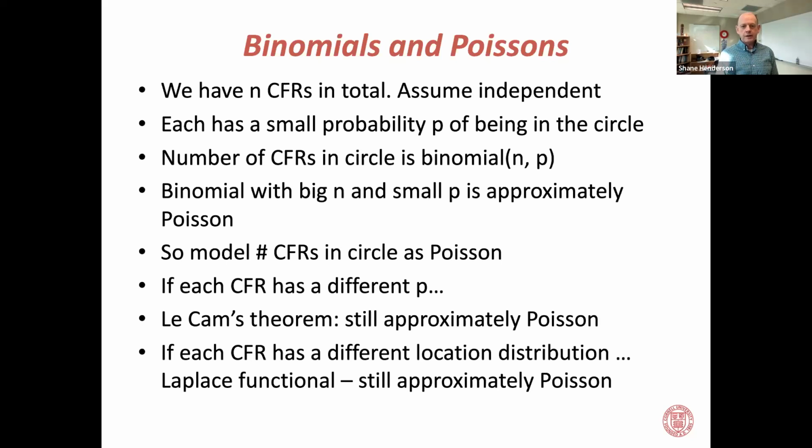Even if the volunteers have different location distributions for where they live and spend their time, there's something called the Laplace functional, which you can use to establish that this is still approximately Poisson. And this Laplace functional is basically the equivalent notion to a moment generating function, but applied at the stochastic process level, because you're looking at a point process, not just a real valued random variable. So anyway, this slide should really just motivate you that this is probably the right model.